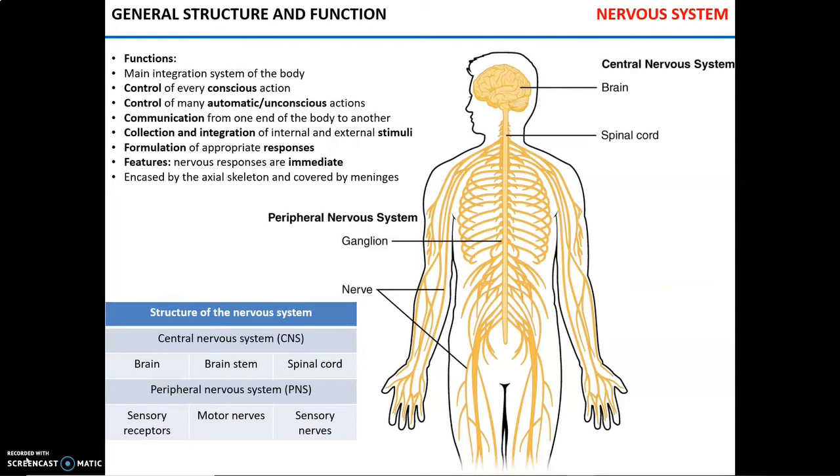It controls actions, conscious or automatic actions. It communicates within the body from one end of the body to another. It collects and integrates the stimuli, whether internal or external. And based on these stimuli, the nervous system formulates the appropriate responses.